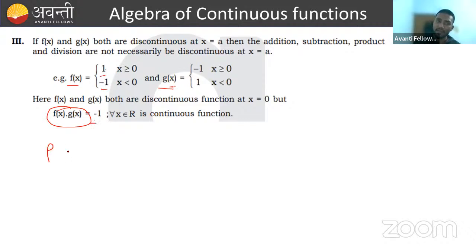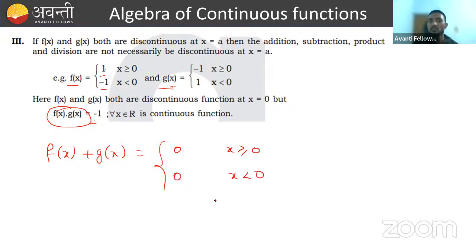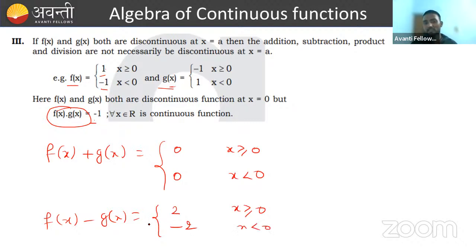Suppose we add both, f of x and g of x. We get 1 plus -1, which is 0, for x greater than or equal to 0, and -1 plus 1, which is 0, for x less than 0. So you can see it is continuous, right? Now f of x minus g of x: 1 minus -1 is 2, and -1 minus 1 is -2. So yes, it is discontinuous.